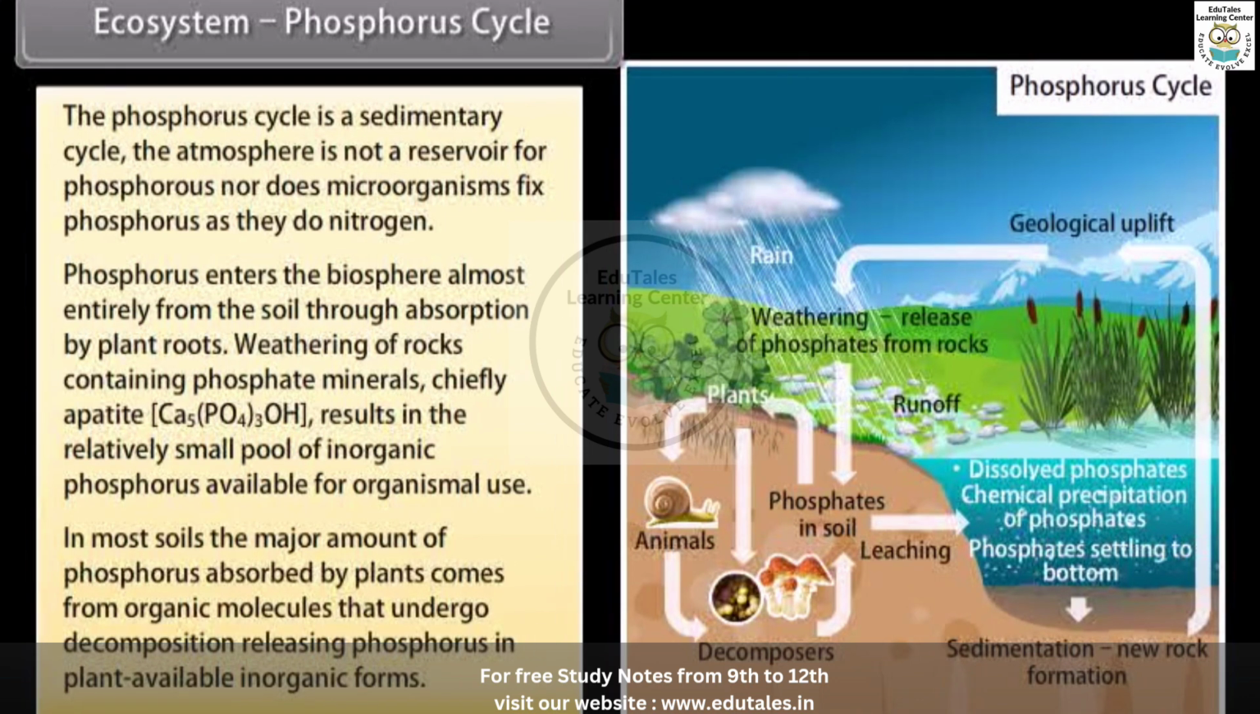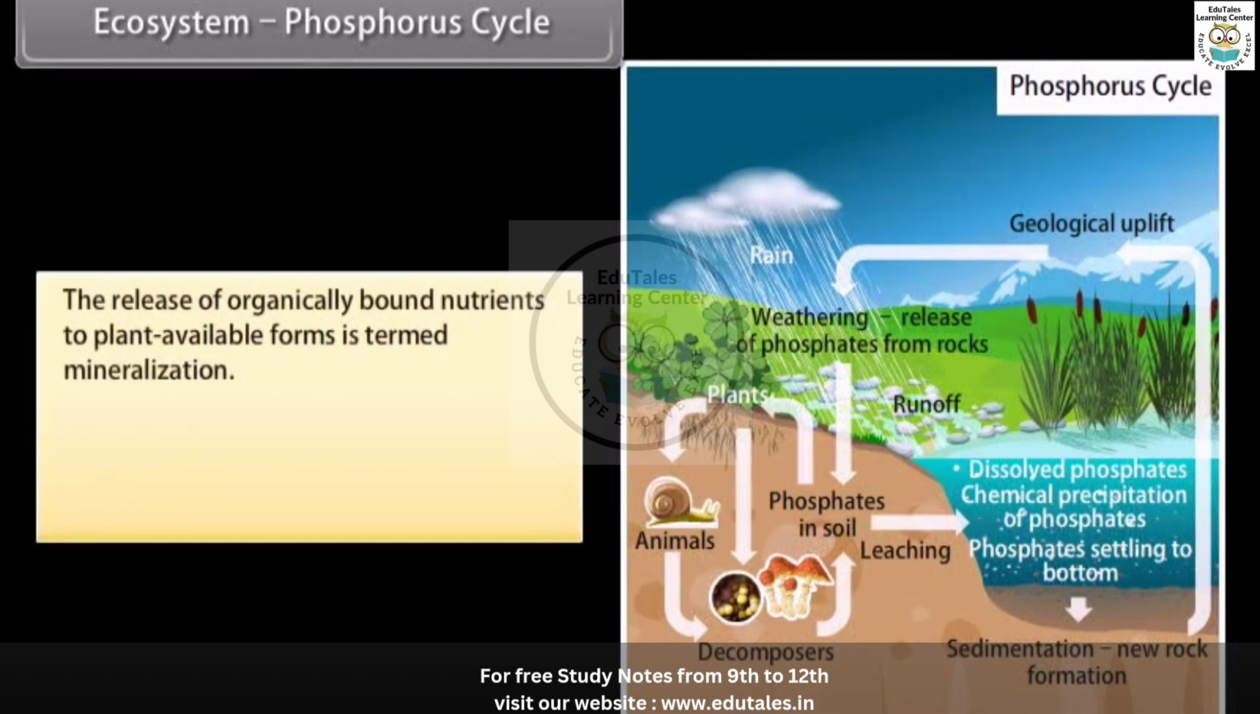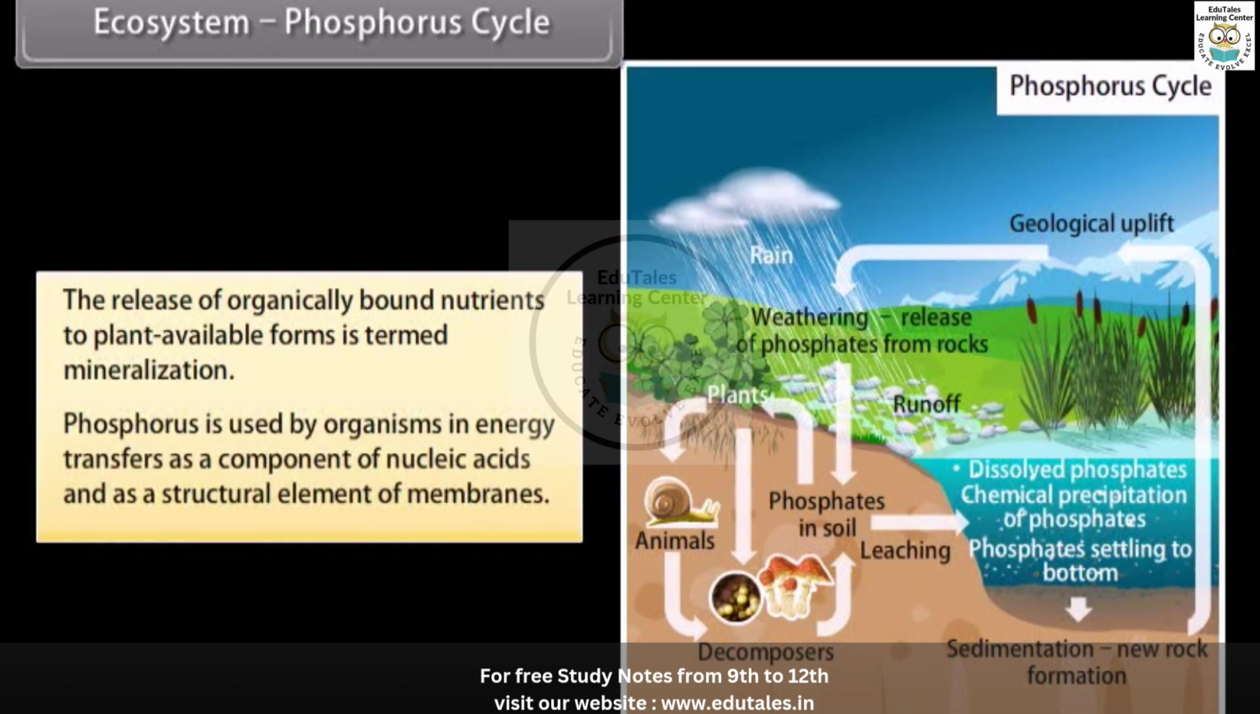In most soils, the major amount of phosphorus absorbed by plants comes from organic molecules that undergo decomposition, releasing phosphorus in plant-available inorganic forms. The release of organically bound nutrients to plant-available forms is termed mineralization. Phosphorus is used by organisms in energy transfers, as a component of nucleic acids and as a structural element of membranes.